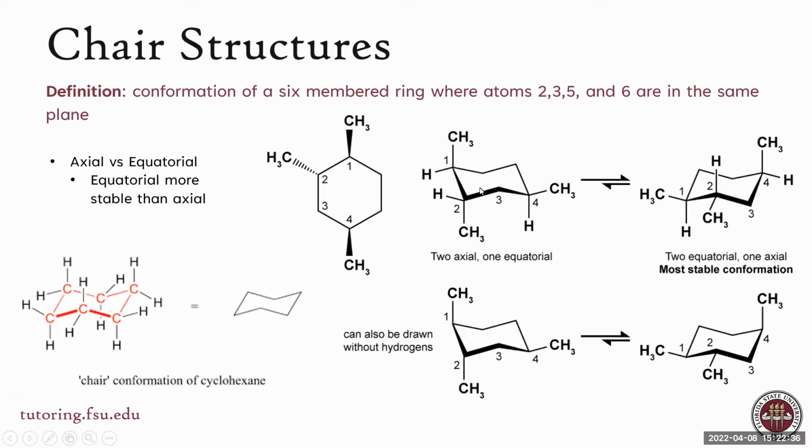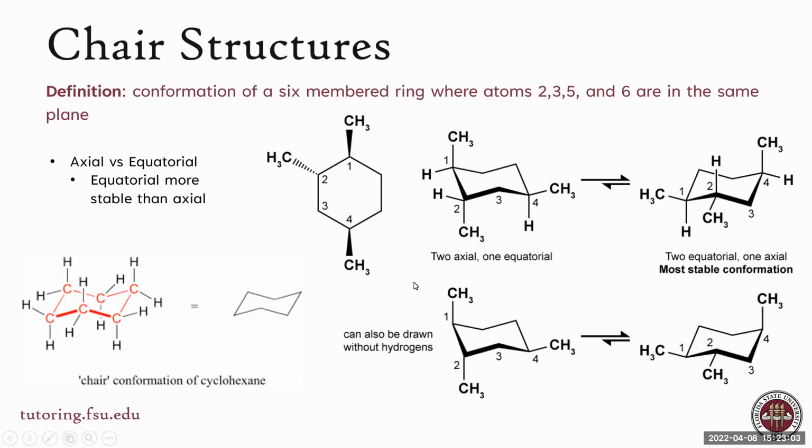And a chair flip is when all of the axial positions become equatorial and all the equatorial positions become axial. So now you can see that there were 2 axial, 1 equatorial. This methyl here was facing up axial. Now it's going to be up equatorial. This methyl here was facing down axial. Now it will be down equatorial. So you just flip everything.